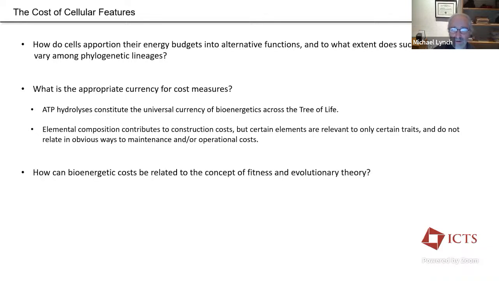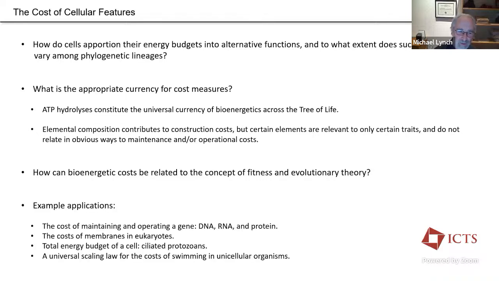The next thing that we need to think about, as evolutionary biologists, is if we think about these costs of building or modifying traits, how does that relate to fitness, and how can we tie that back into evolutionary theory, which is what we need to have a true, formal theory of evolutionary cell biology. And after going through these basic concepts, I'll try and give you a series of different applications.